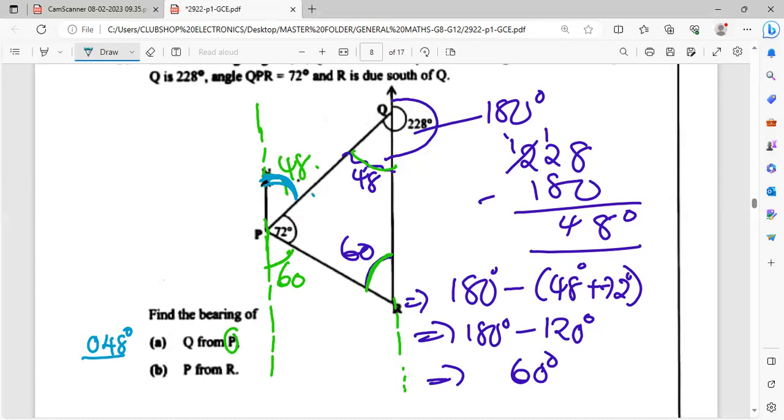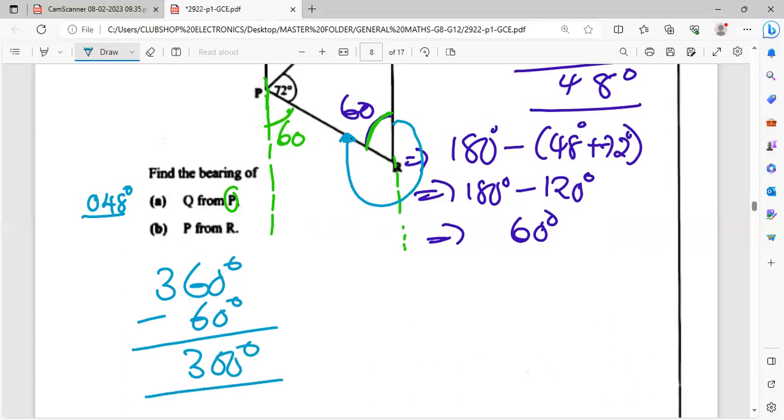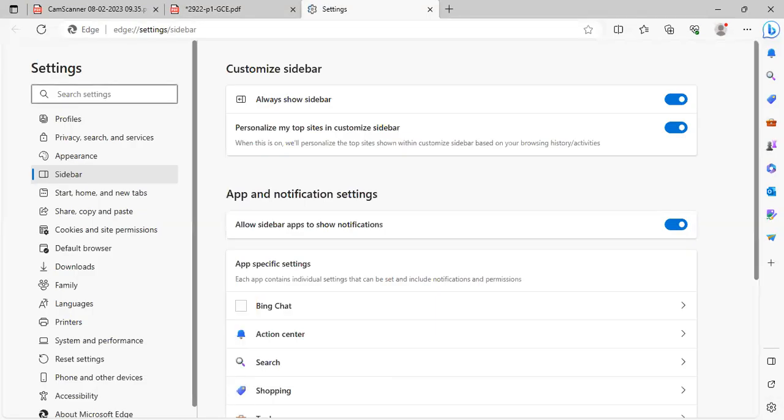Then the bearing of P from R. So you go to point R here and move in a clockwise direction to P. So that is the bearing that we want. And we can say 360 minus 60 degrees, which is inside. So we have got 300 degrees as our bearing. Okay. That is fine.